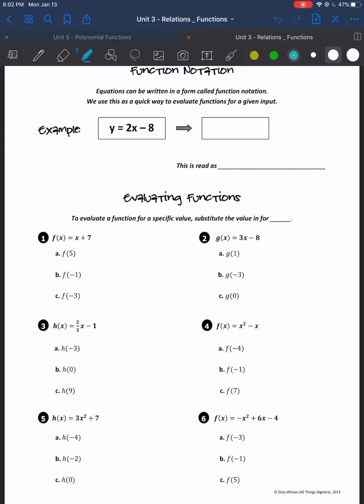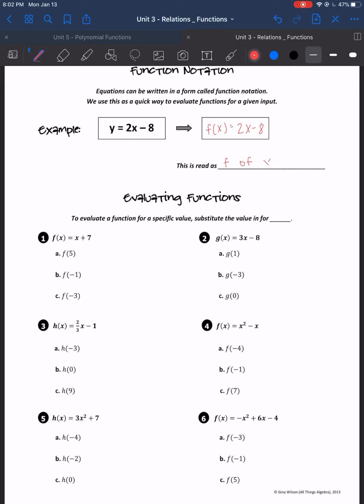Today we will be talking about function notation. Function notation is a form that we can write equations in. We can use this as a quick way to evaluate functions for a given input. So if we have y equals 2x minus 8, I can write this as f of x equals 2x minus 8. And we read this as f of x.